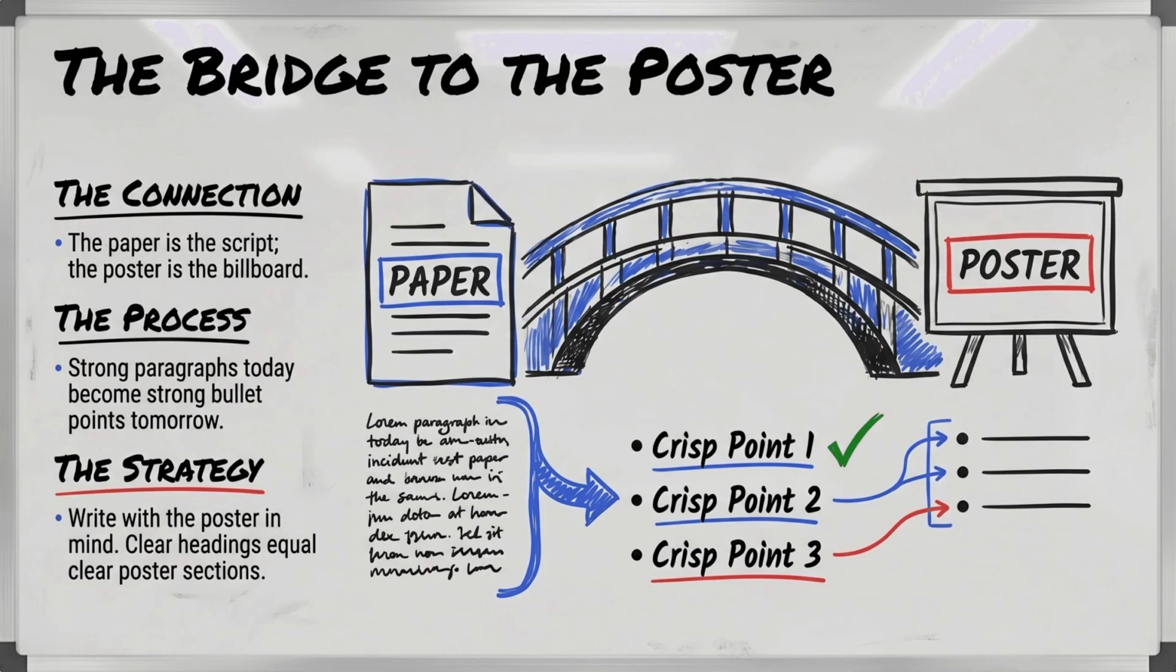Poster judges hate walls of text, and clear writing and active topic sentences in the paper now prevents you from panicking and copy-pasting giant paragraphs onto your poster later. This connection makes the effort you put into this paper even more valuable as it serves a dual purpose. And with that in mind, let's talk about reviewing your draft.